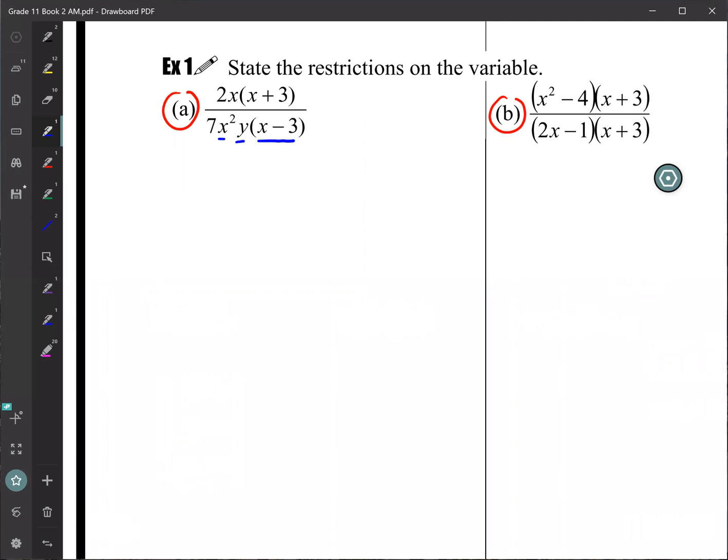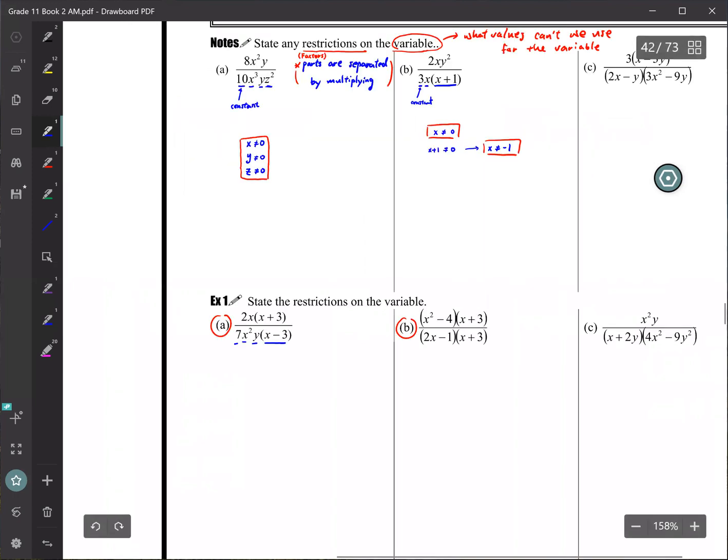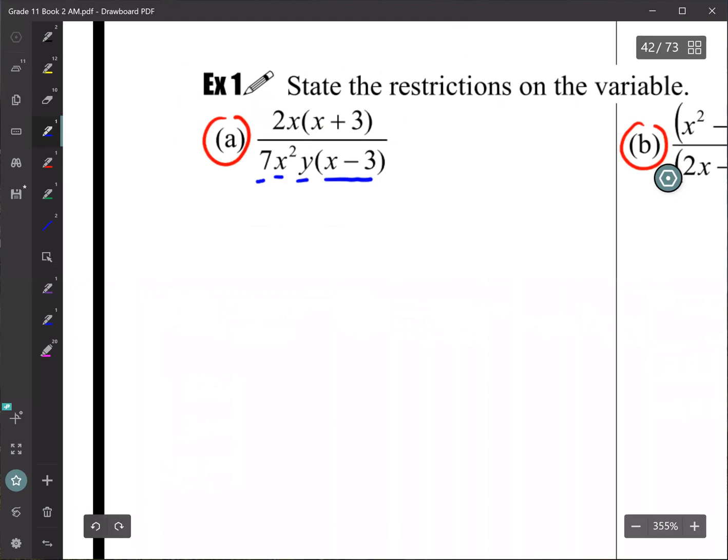Does 7 count as 1? Yes, 7 also counts as 1 because 7 and x, they are multiplying, okay? So remember, rule is parts are separated by multiplying. So count as 4 parts. But then 7, of course, you don't need to include restriction. 7 is gonna stay 7, it won't become 0. All right, let's check the restrictions now.